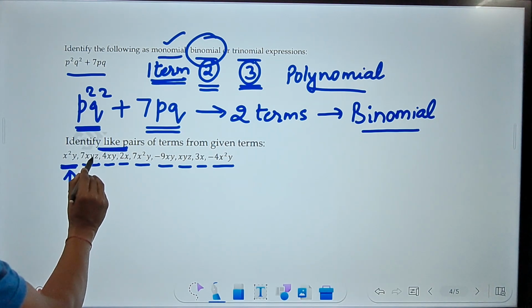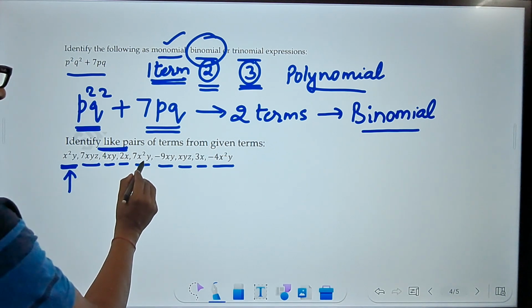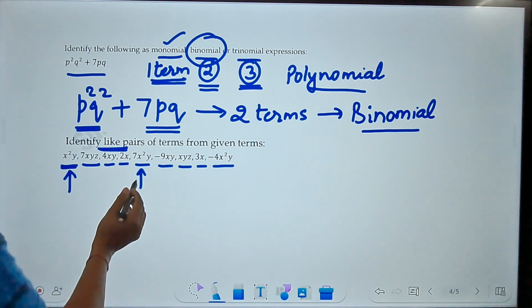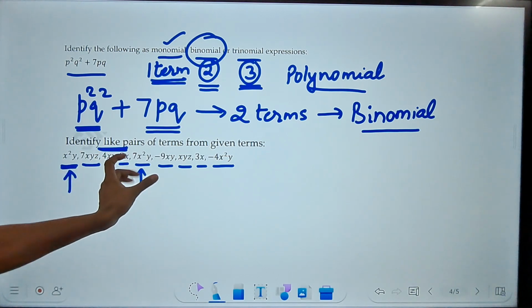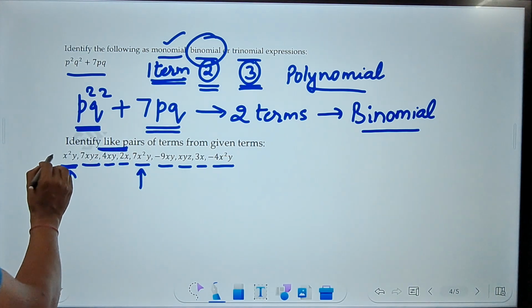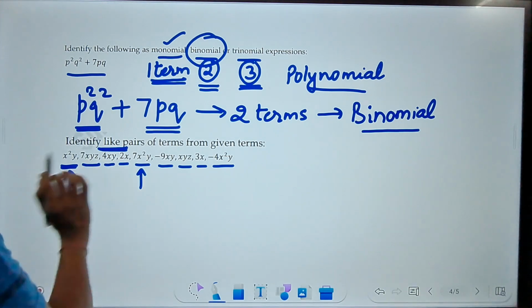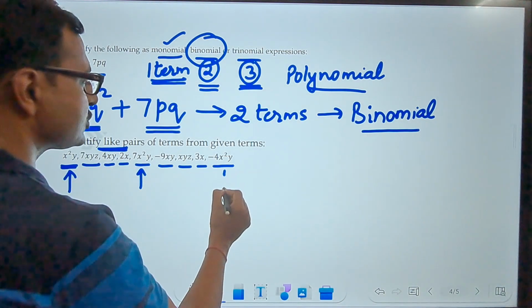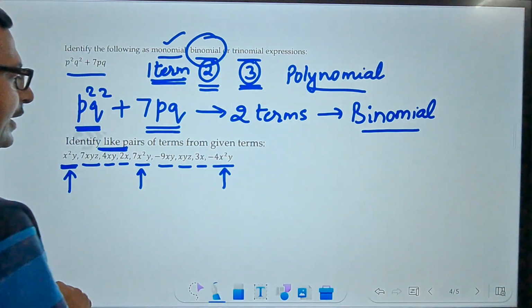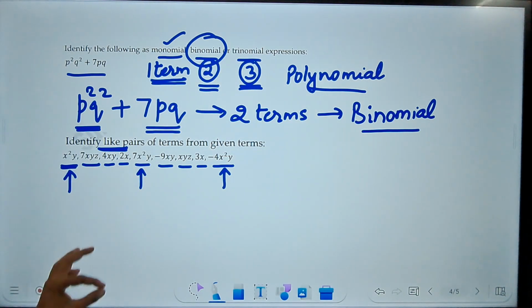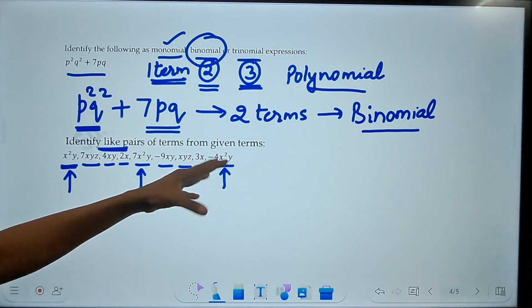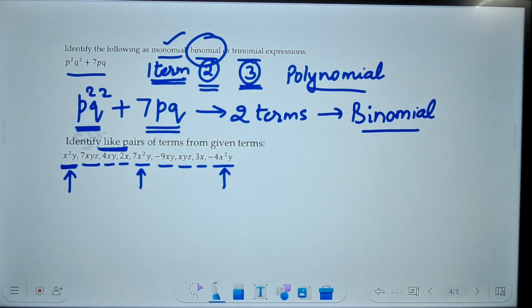Here we don't have x square, no x square, no x square. Here we have x square and y. See, so these 2 terms are exactly like terms because they contain the same variable part, although the coefficient here is 1 and the coefficient here is 7. Likewise here also x square y. So all the 3 terms arrow marked there are like terms because they contain x square y as the common variable part.